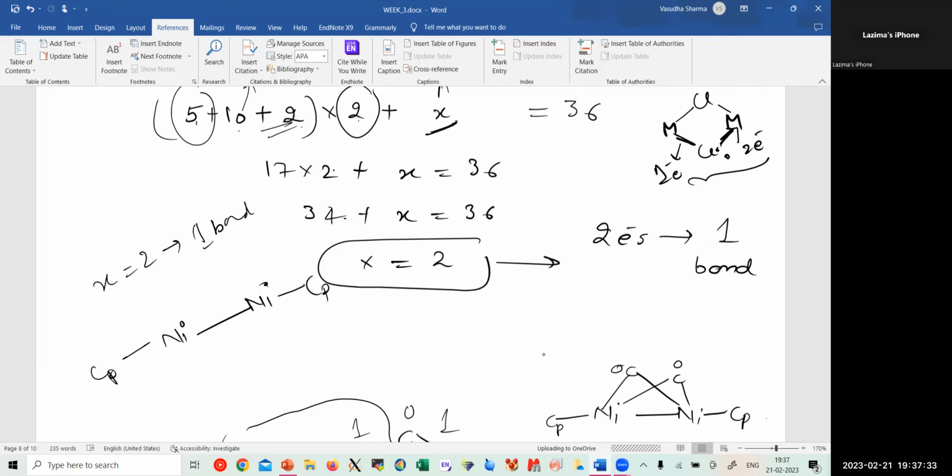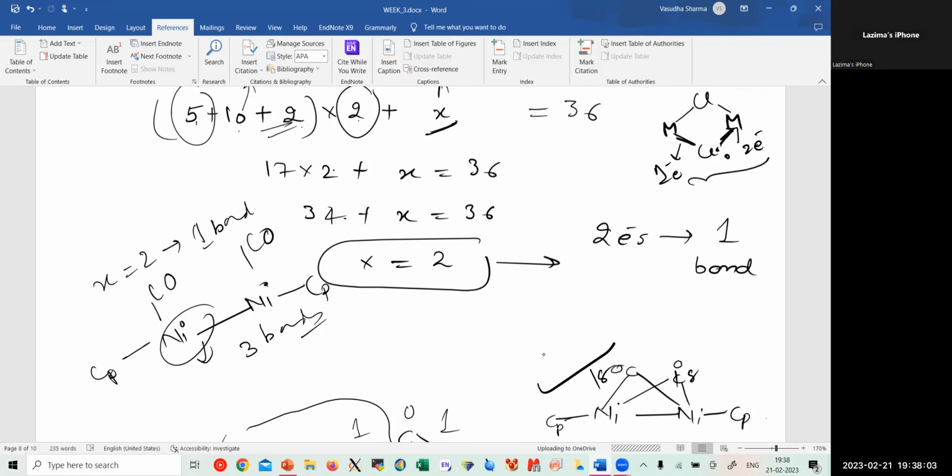If I take the terminal one, it will give a total valence electron count of 18 only. That is possible. And in the bridging one also, it will give the same 18 on both the nickel centers. But if you see the coordination number, nickel is stable at a coordination number of 4, which is formed over here. It forms 4 bonds, whereas here it forms 3 bonds only. That's why this becomes the right option and this is not. Are you getting my point?